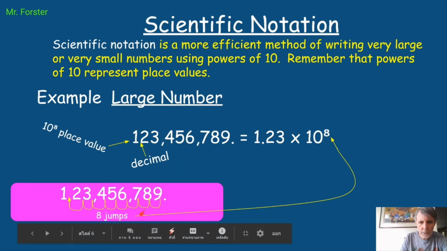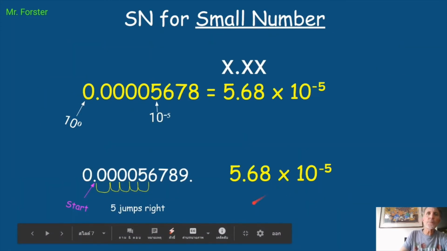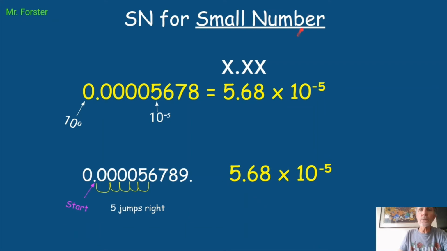So 1, 2, 3, 4, 5, 6, 7, 8 jumps to get the decimal there. Well, that's 1.23 times 10 to the 8th. How about scientific notation for very small numbers? Again, we want it in this format.